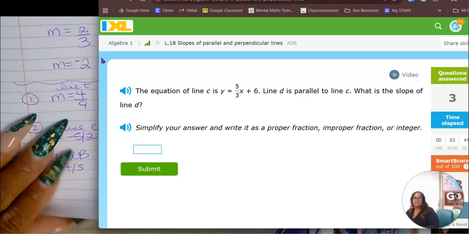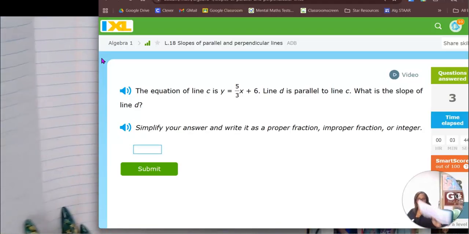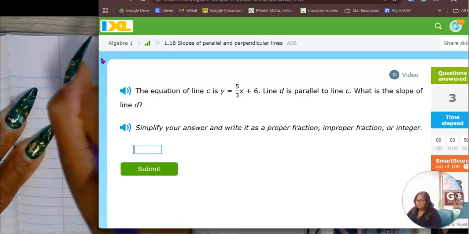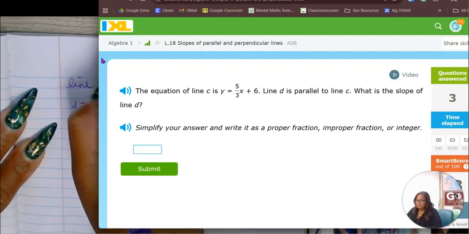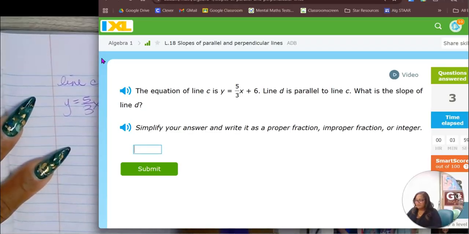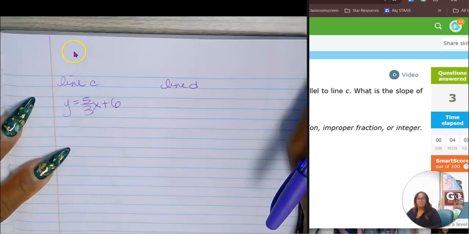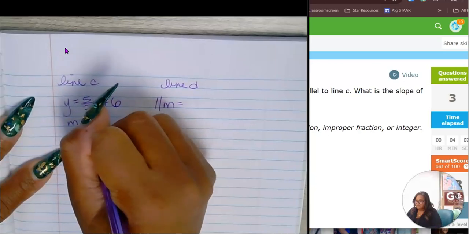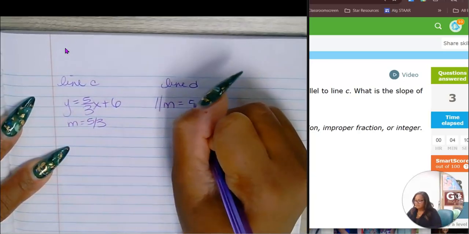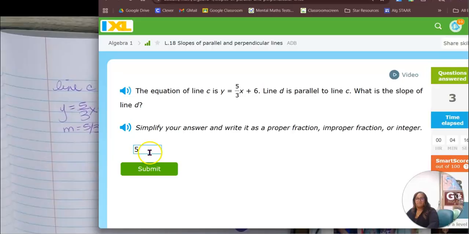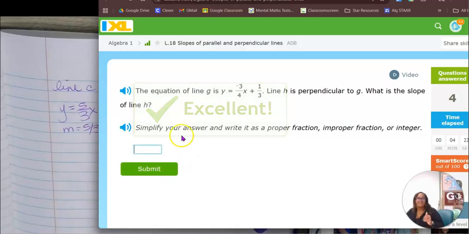All right, now it tells me the equation of line C is y equals 5/3 x plus 6, and line D is parallel. And what is the slope of line D? So parallel slope. My slope over here is 5/3, so this has to be 5/3 as well. The equation of line C is y equals 5/3 x plus 6. My bad, y'all.